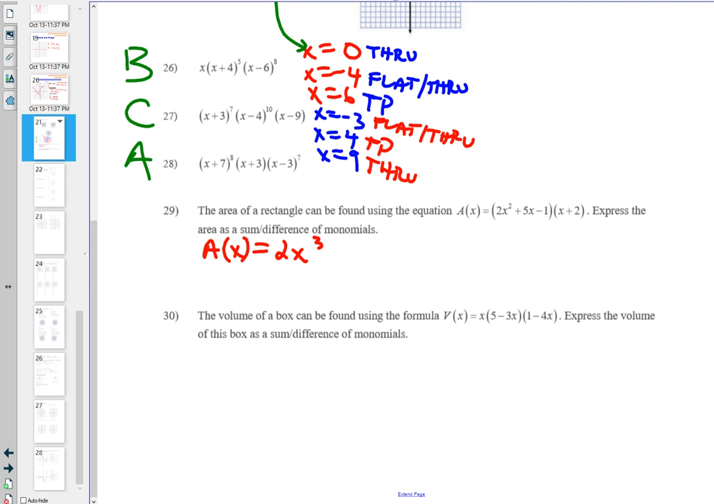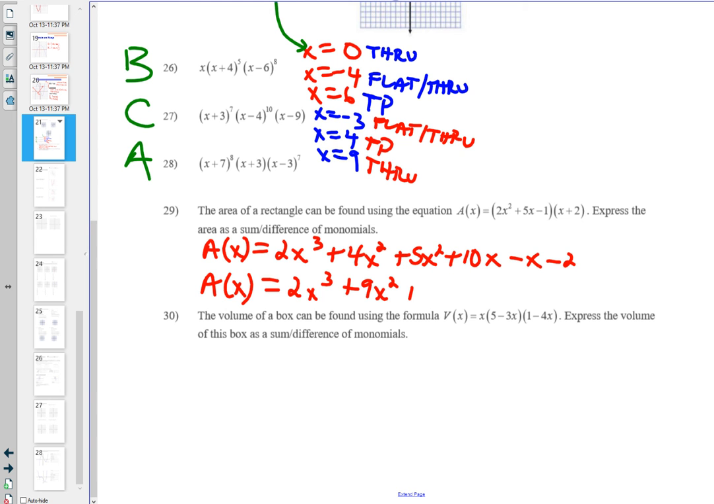So this would be x to the third plus 4x squared plus 5x squared plus 10x minus x minus 2. Two x to the third plus 9x squared plus 9x minus 2.